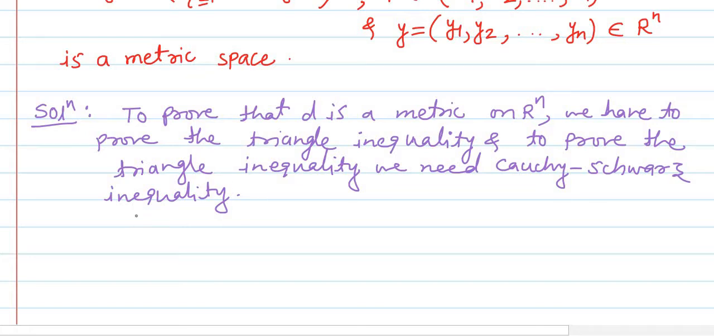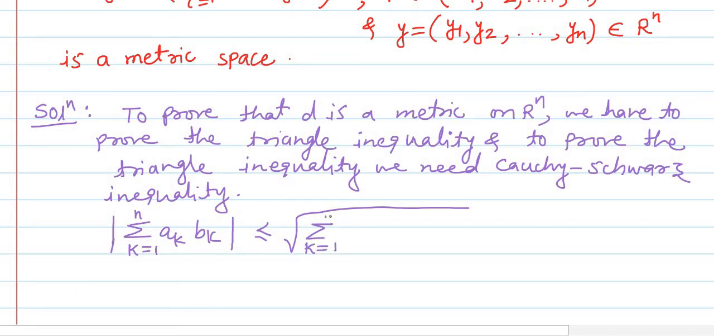So Cauchy-Schwarz inequality is, modulus of summation over k equal to 1 to n, ak into bk, where ak and bk are some real numbers. Okay, so this is always less than equal to under root of summation over k equal to 1 to n, ak square, into summation over k equal to 1 to n, bk square. This is Cauchy-Schwarz inequality which we are going to use.